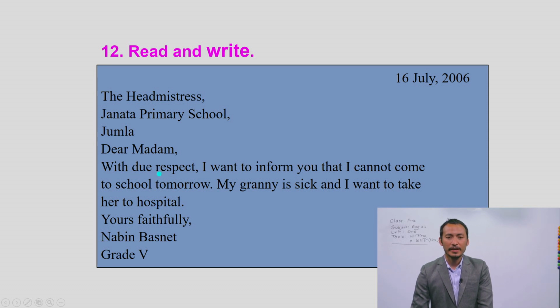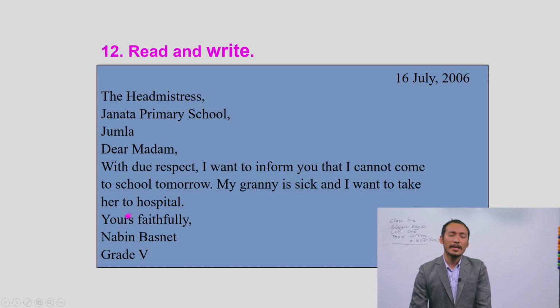Okay, what do you see here? Here is a request that he wants to inform that he cannot come to school tomorrow, and the reason is that his granny is sick and he is going to help her to take her to hospital. Okay, then the closing is here, Yours faithfully. You can use the same line for your letter, Yours faithfully.